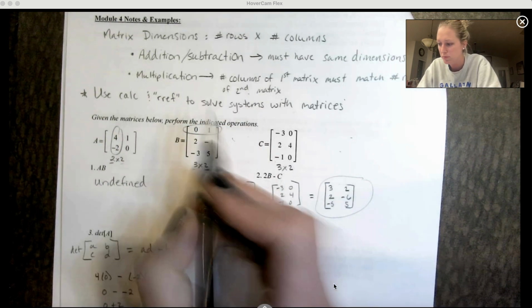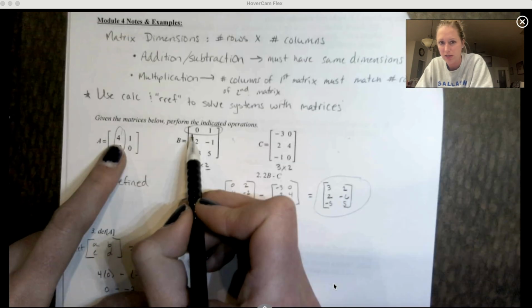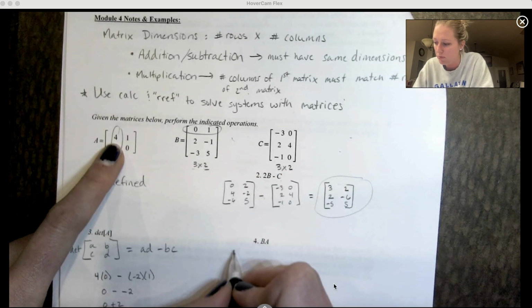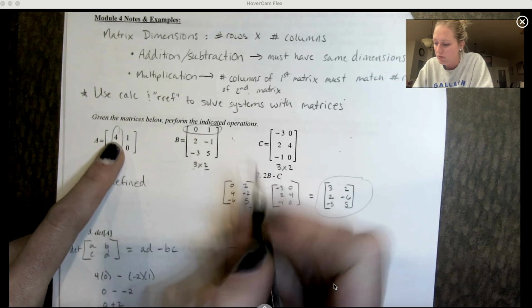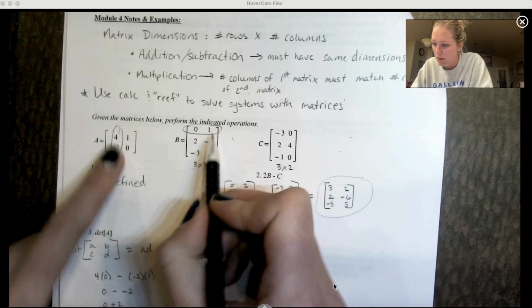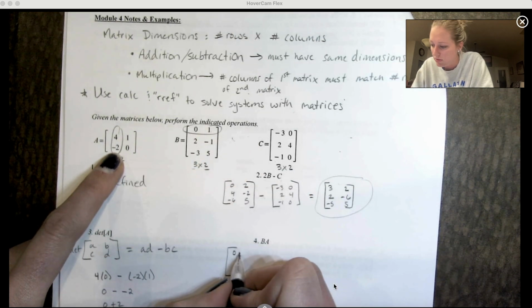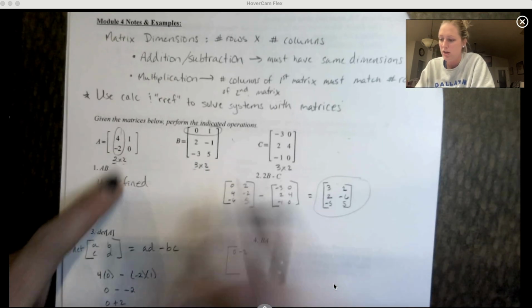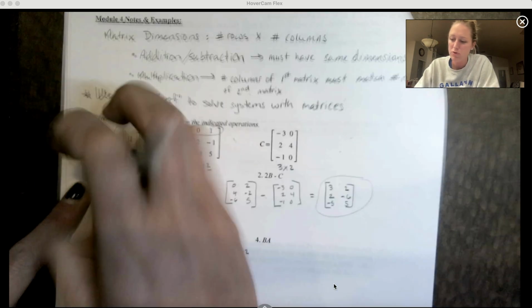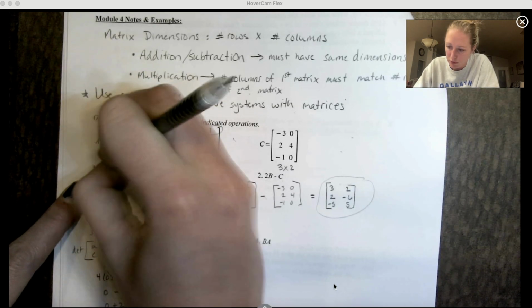Remember, to do this multiplication, we also do the corresponding entries. I'm going to write it out here. So we've got 0 times 4 is 0, plus 1 times -2 is -2. So I've done row 1 times column 1. I'm going to now move to column 2.